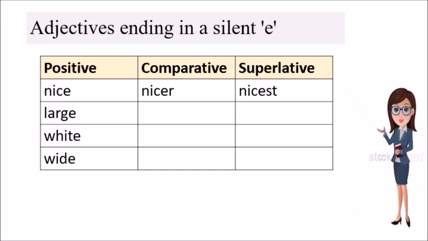Dear children, study the way of forming comparatives and superlatives with adjectives ending in a silent E. Study the given example and fill the grid. I'll help you. Please listen carefully and you have to fill it by yourself. Nice, nicer, nicest. Large, larger, largest. White, whiter, whitest. Wide, wider, widest.